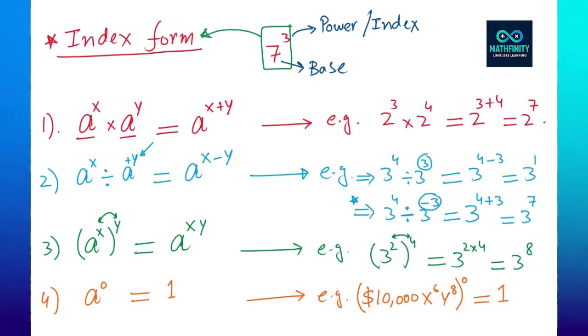So whenever you see the whole power is 0, or the whole index is 0, whatever the amount, whatever the numbers or variables inside, we will not take care about that. We will just follow the rule. If the index is 0, directly we will write the answer 1. These are the 4 important rules for the index.